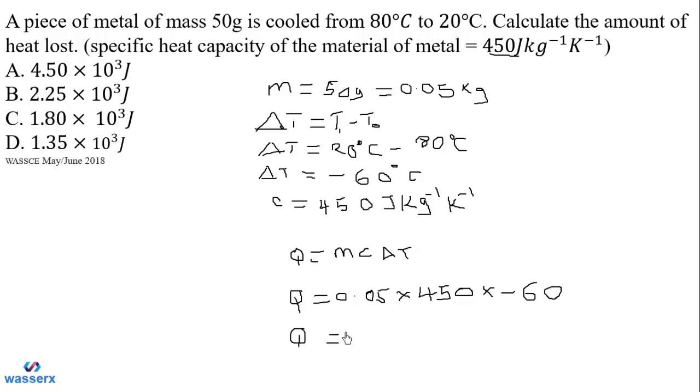So the amount of heat loss will now be equal to negative 1350, and this is the same as negative 1.35 times 10 to the power 3 joules. The negative there is just telling you that there's heat loss. Therefore, the correct answer is option D.